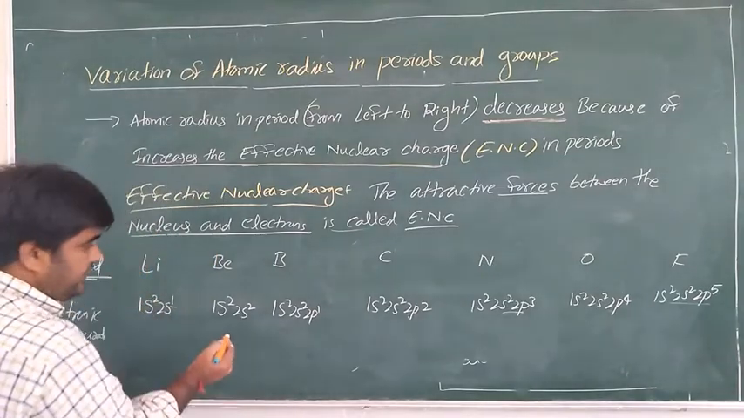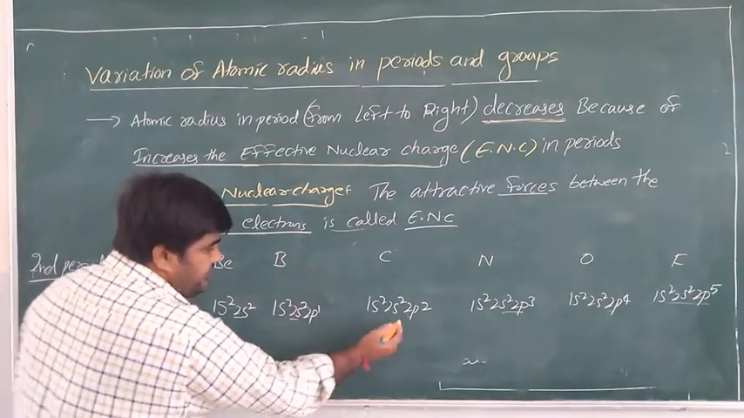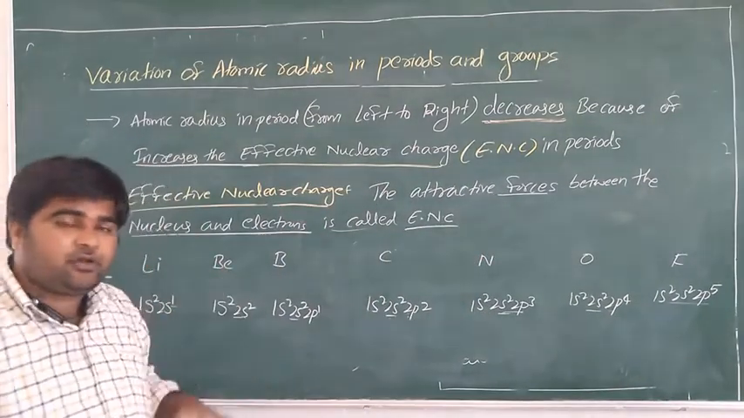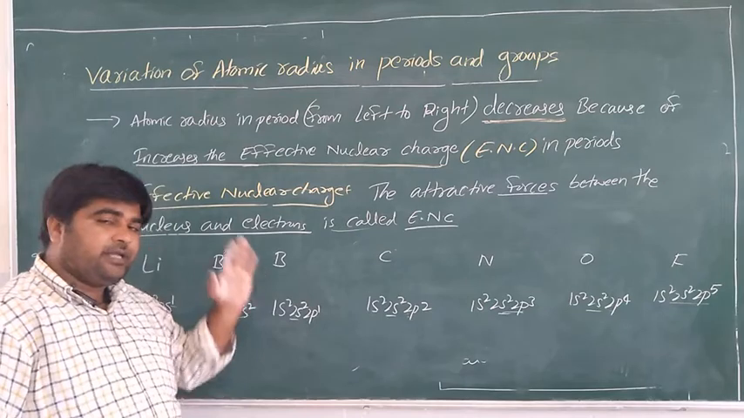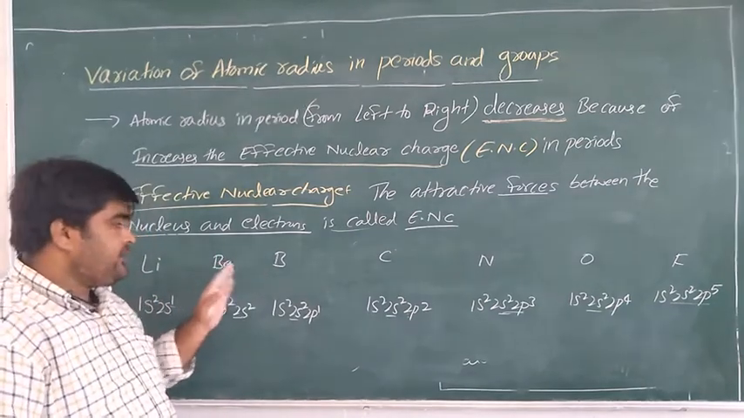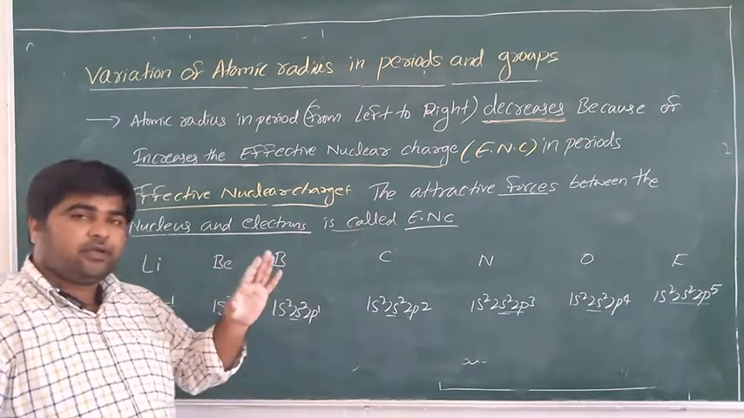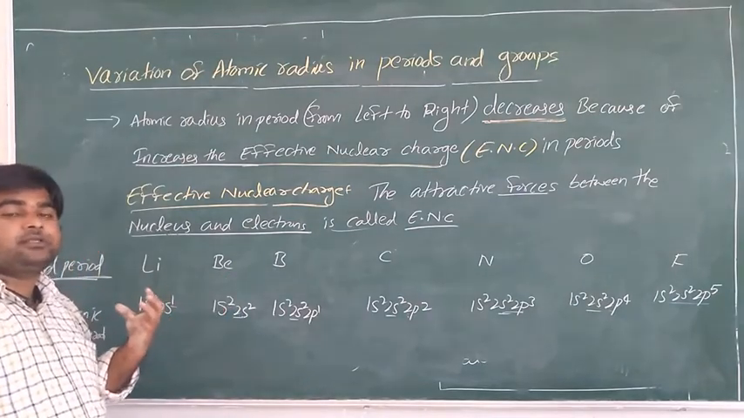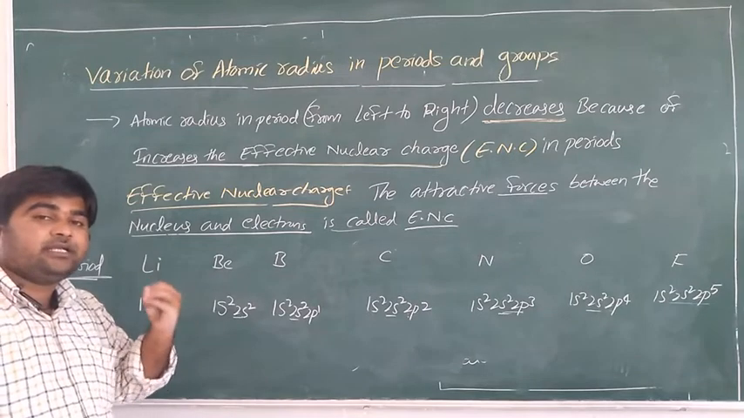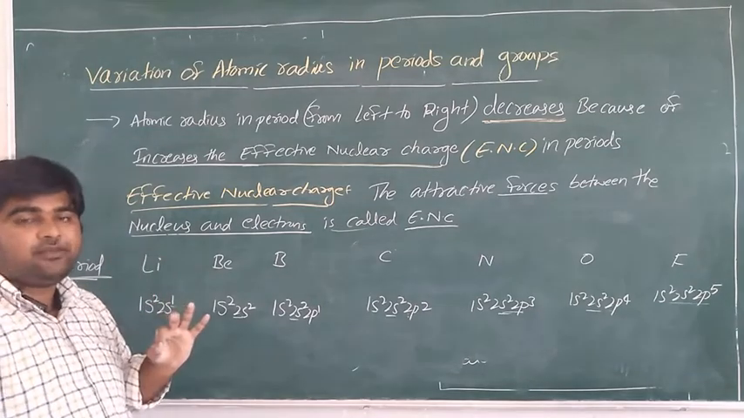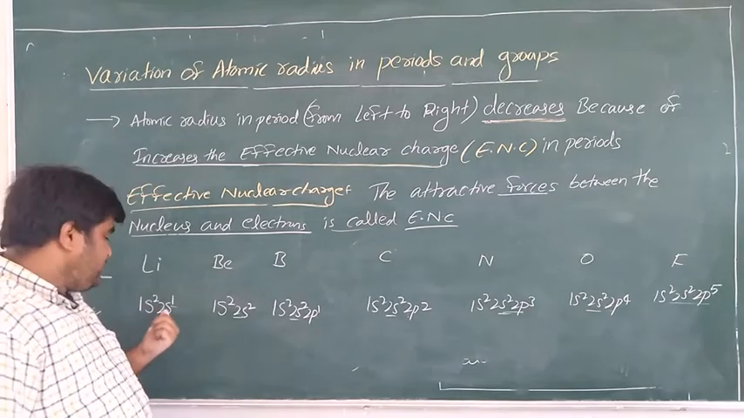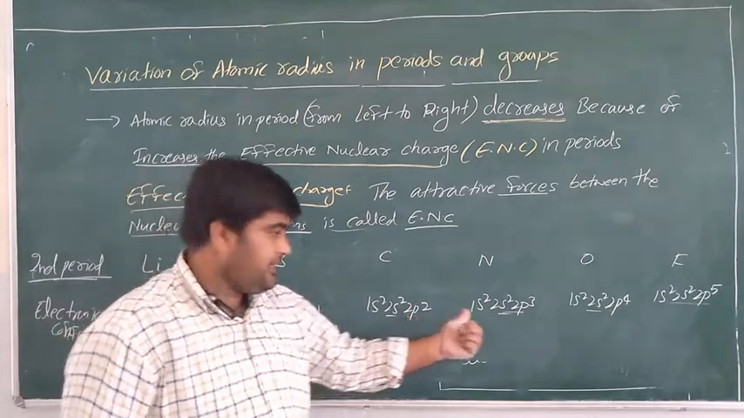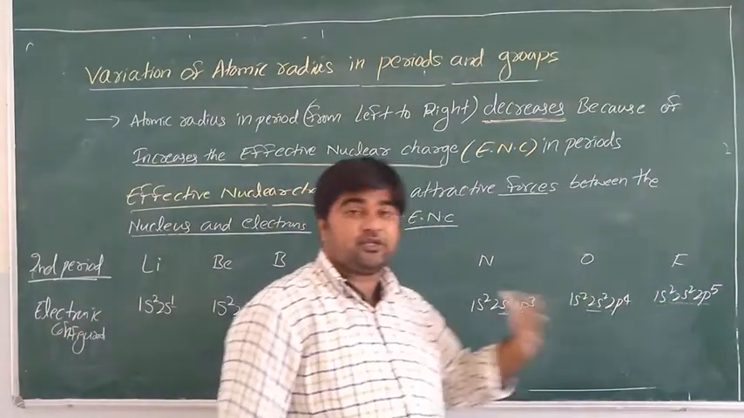Very important. In all of these, the electrons enter the second shell only. When you observe the electronic configuration period-wise, take the second period elements: lithium, beryllium, boron, carbon, nitrogen, oxygen, fluorine. In them the electrons enter the same energy level, that means the same shell. Here it is 2s1, 2s2. Here it is 2p1, 2p2, 2p3, 2p4, 2p5, like that, the same energy level.